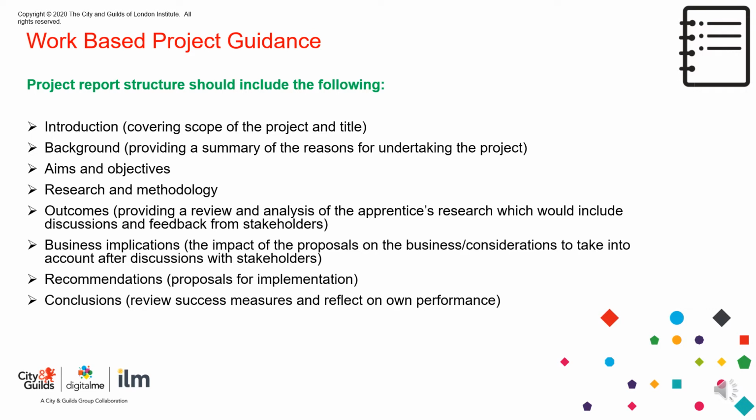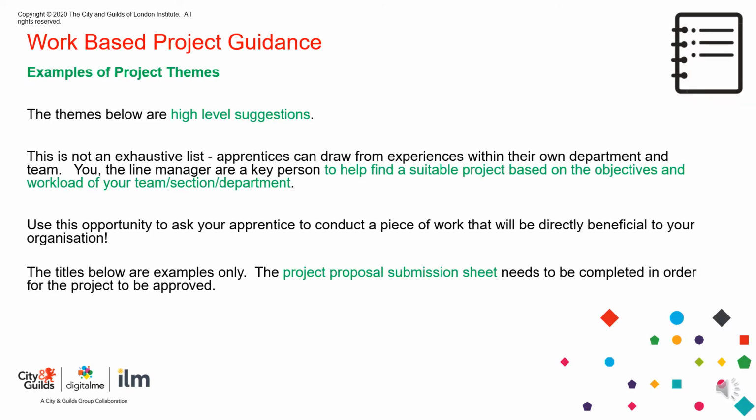The apprentice would review the project and whether or not it was successful. They would then reflect upon the project, on their own performance, and say how they would do something different if they were to redo it. We're now going to show you some examples of project themes and titles on the next slide.